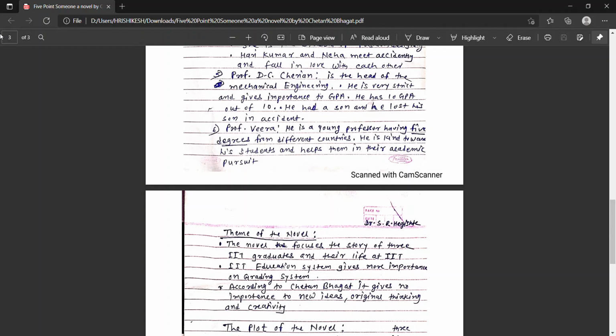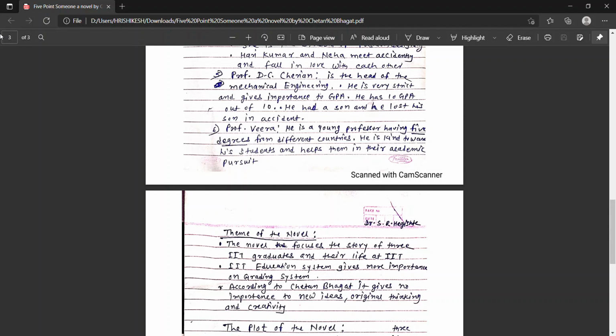What happens in IIT? The IIT education system gives more importance to the grading system. Not only the IIT education system, even the students who take admission in IIT are also focused on grades, exams, and grade points. What is important? Knowledge is important, and that main point is forgotten. In a reputed institute also, only bookish knowledge is provided, or we can say even students are interested to get grades and jobs and all those things. According to Chetan Bhagat, it gives no importance to new ideas. When someone comes with new ideas, he is calmed down, and original thinking and creativity is not encouraged here.